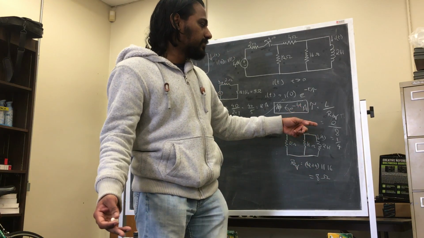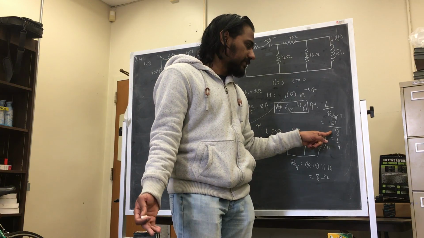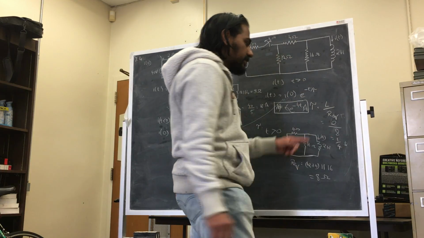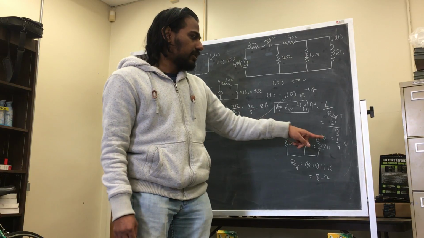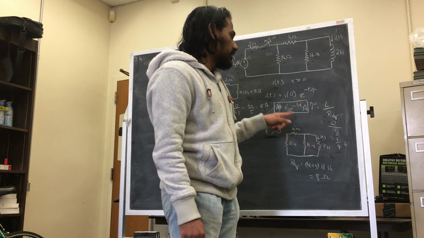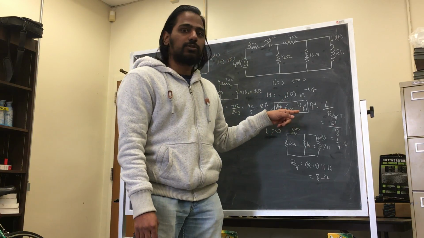So tau becomes the 2 henry inductance divided by the 8 ohm equivalent resistance, to get 1 by 4 seconds. You substitute both the initial current of 6 amperes and the time constant 1 by 4 in this equation. You get i(t) as 6 e to the minus 4t amperes.